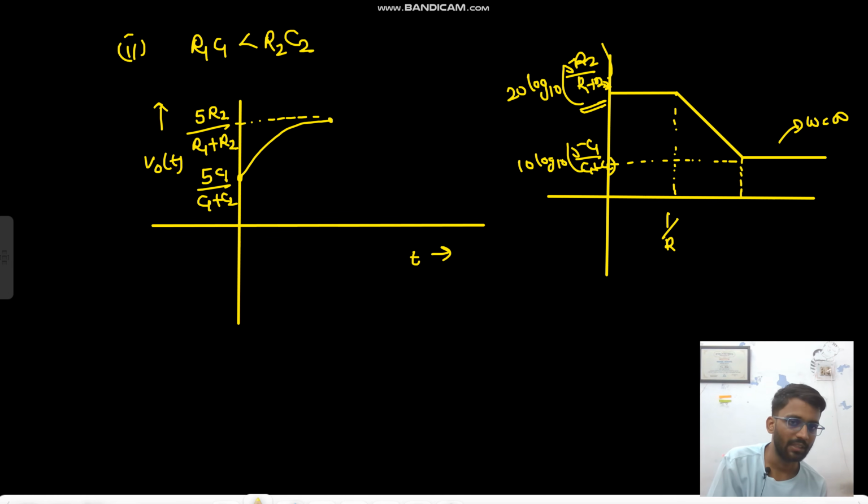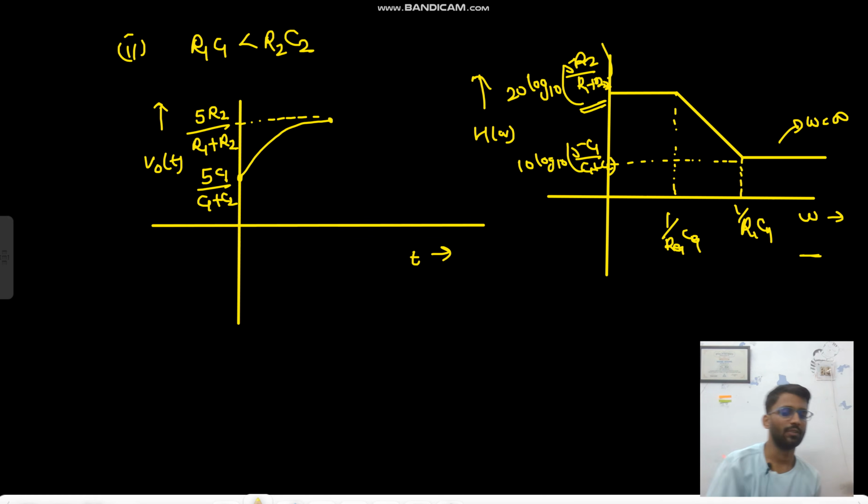This is R equivalent, C equivalent. This is 1 by R1 C1. And this is the graph. Okay. That's it for the second one.